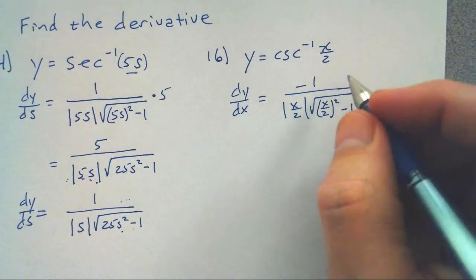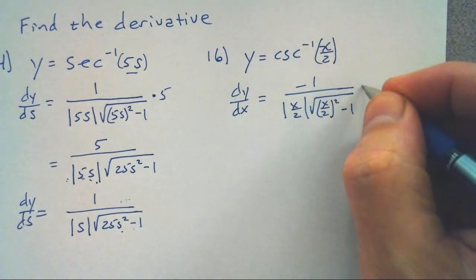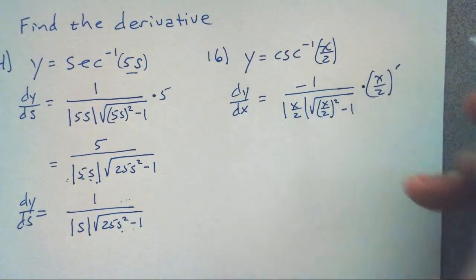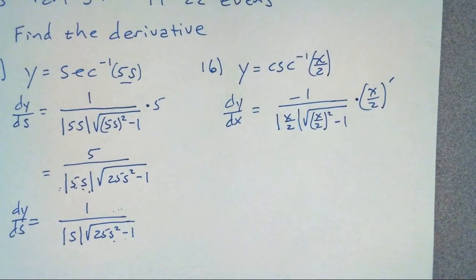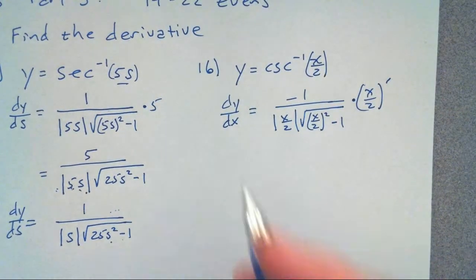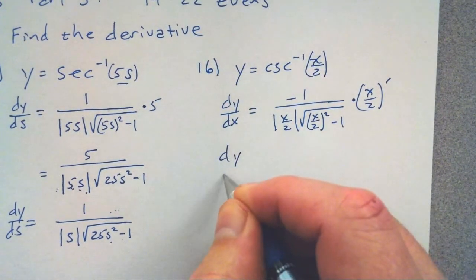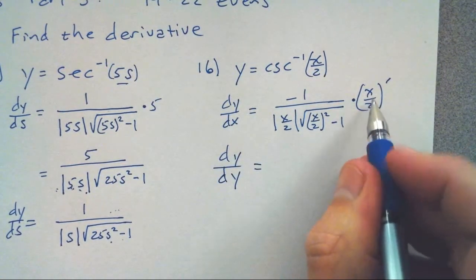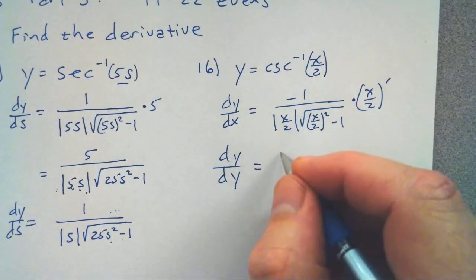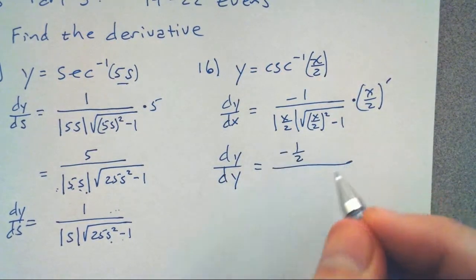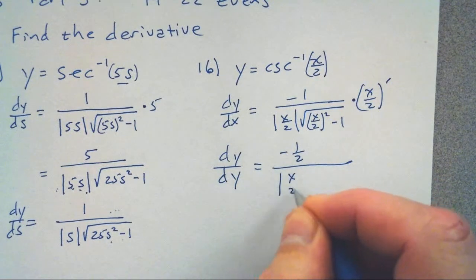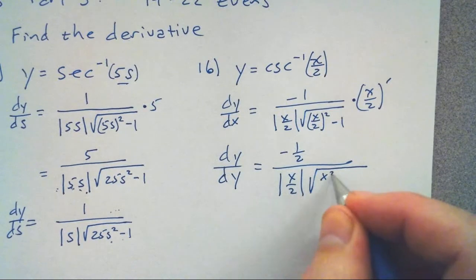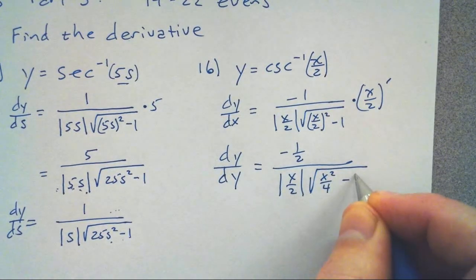And if it was plain old x, I'd be done, but it's not. I've got an inside derivative, so I need the derivative of x over 2. I could have made that 1/2 at that step, probably should have. Okay, much like the last problem, I think I have room, so I'll go ahead and write one extra step. The derivative of x over 2 is the derivative of 1/2 x, which is just 1/2. So this is negative 1/2 divided by the absolute value of x over 2. You may be able to see where we're going from this. All over the square root of x squared over 4 minus 1.